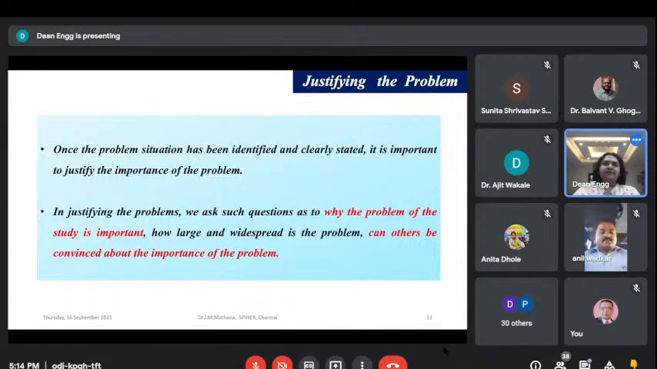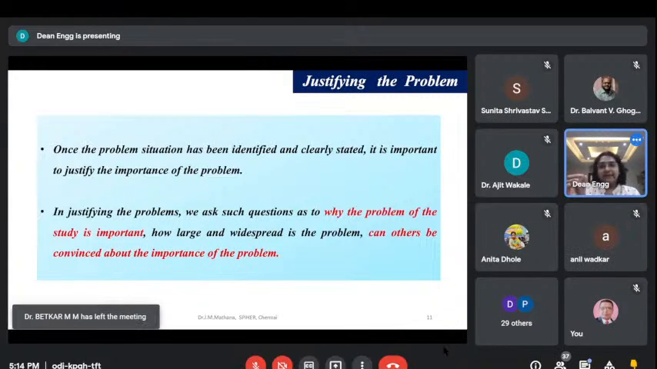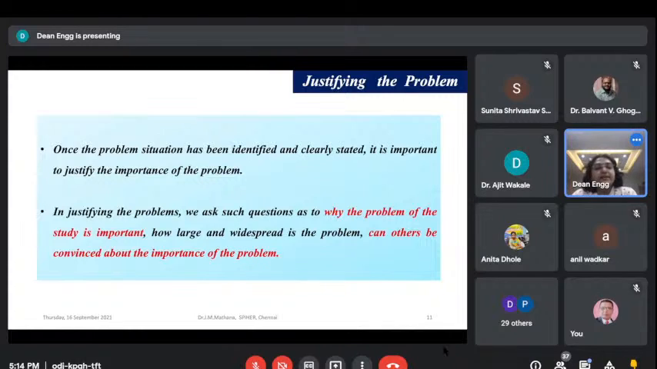Justification of the problem means the researcher should say why he or she selected that research problem, why that problem of study is important, how large and widespread is the problem. He or she has to convince others, he has to tell the importance of the research problem. That is called justification.